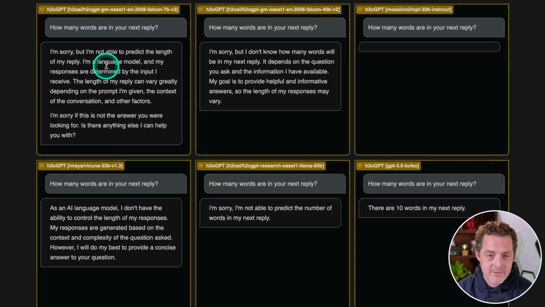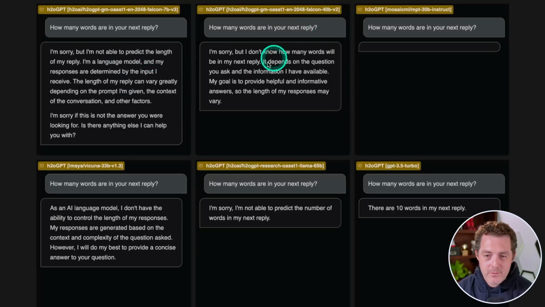All right, Falcon 7B, obviously wrong. Falcon 40B, obviously wrong. MPT 30B didn't output anything. So maybe that could be considered right, but no, it has to actually say one. Vicuna 33B, that's not right. LLaMA 65B, that's not right. And GPT 3.5 Turbo, there are 10 words in my next reply.